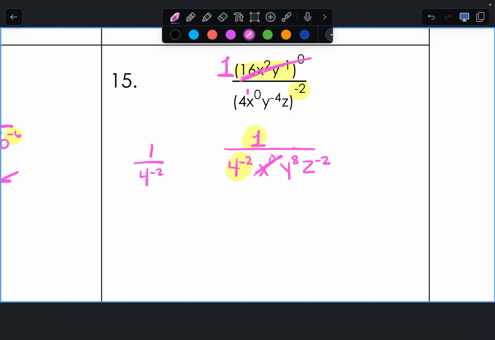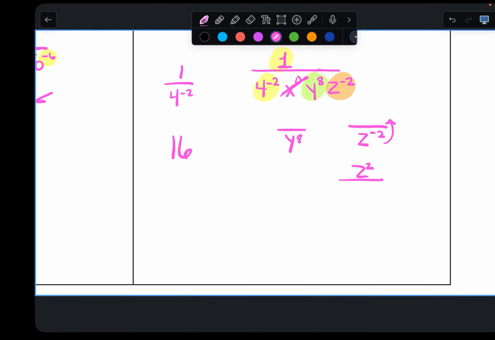What happens with 1 over 4 to the negative 2? What does that simplify to? 16. The y is still going to stay in the denominator. That's the next group. And then the last group is my z to the negative 2. Because it is a negative 2, we have to flop the flip.